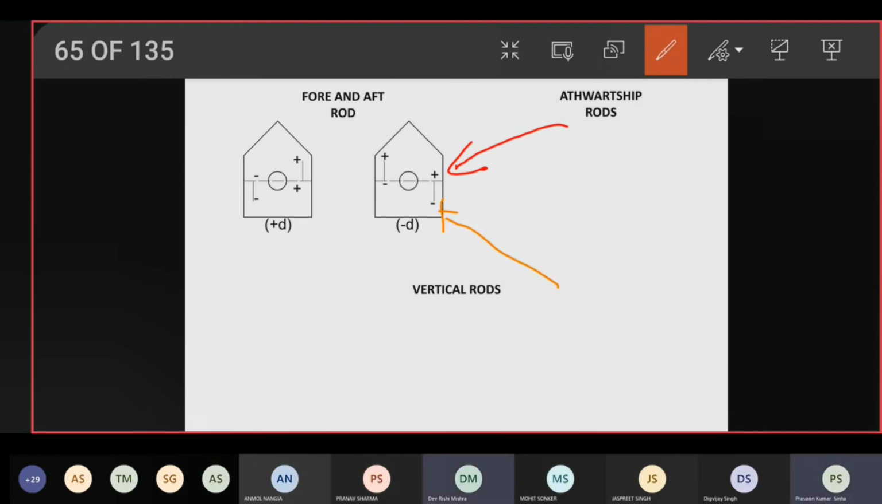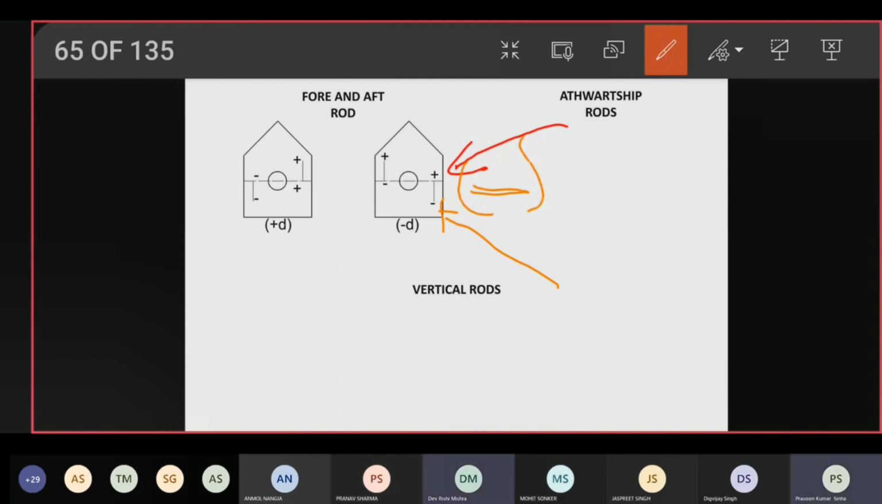Yes sir, it is the far end, and behind the compass, so negative. It is aft of the compass, so negative. So this rod should be negative rod. Justified or not? Plus minus minus.